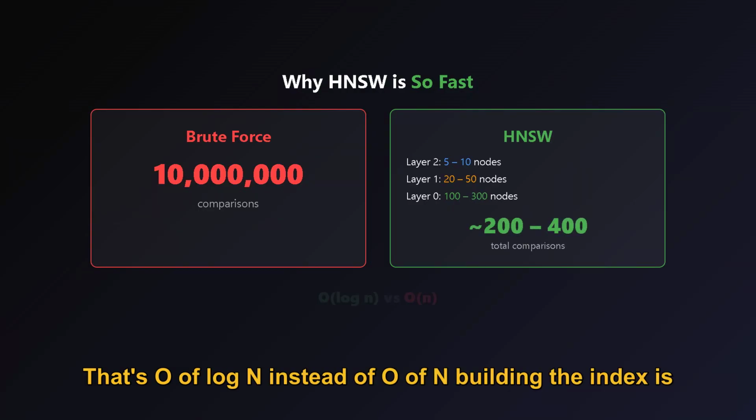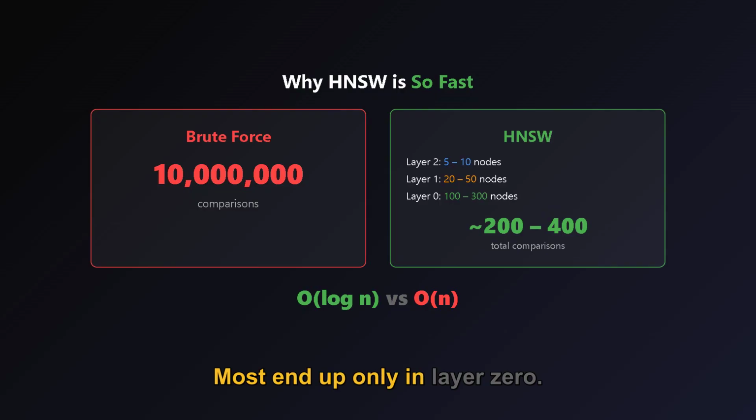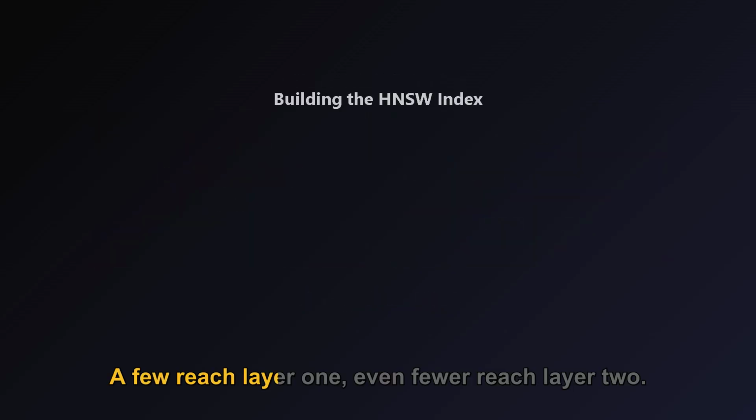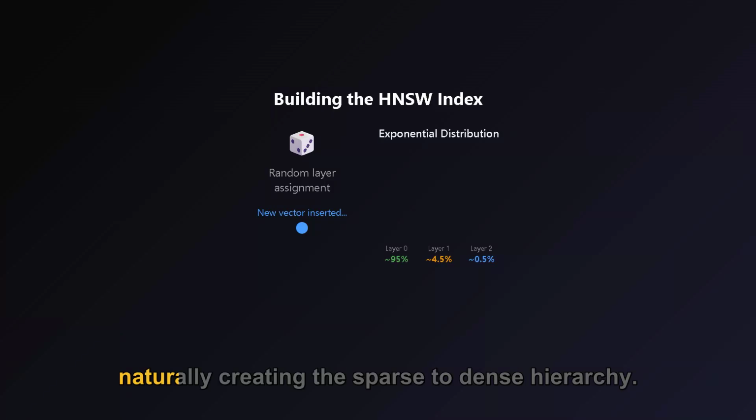Building the index is straightforward. Each new vector gets randomly assigned a layer level. Most end up only in layer 0. A few reach layer 1, even fewer reach layer 2. This follows an exponential distribution, naturally creating the sparse to dense hierarchy.